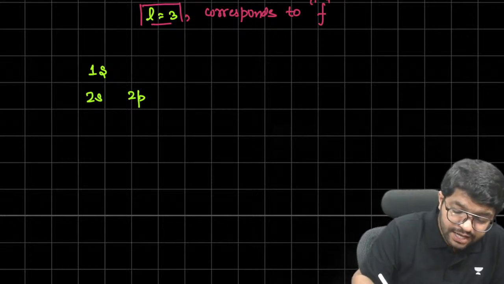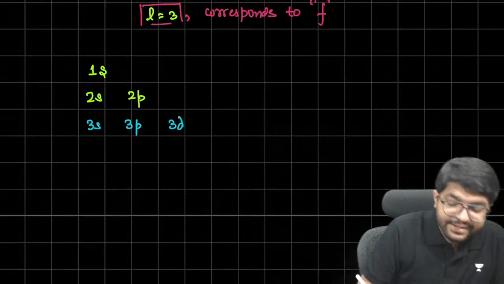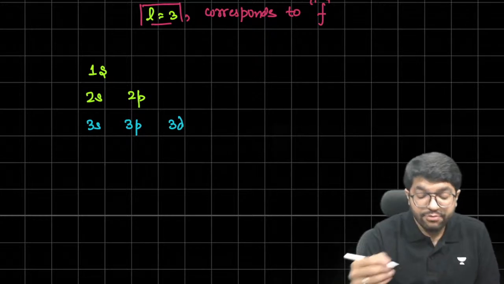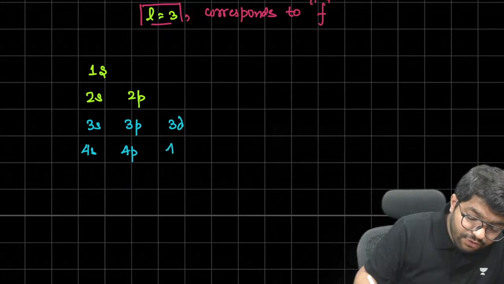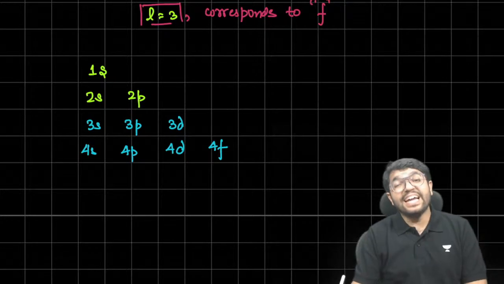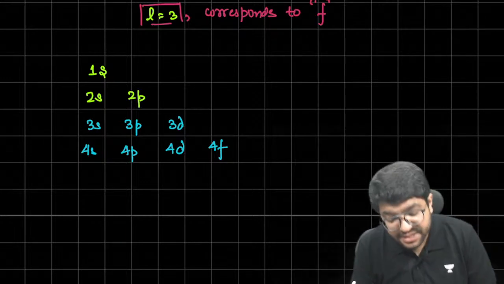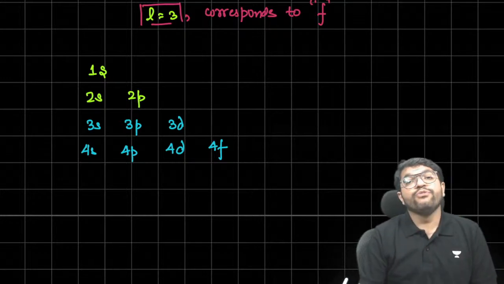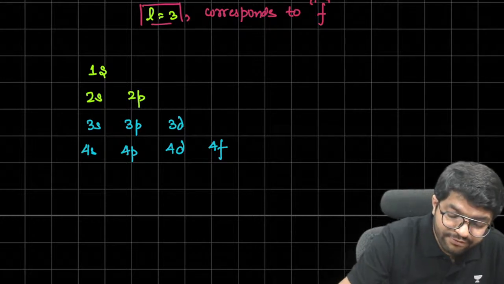Similarly, for 3, it's going to be 3S, 3P, and 3D. Similarly, for 4, it's going to be 4S, 4P, 4D, and 4F. That is how we do it. For 1, it is 1S. For 2, it is 2S and 2P. For 3, it's 3S, 3P, 3D. For 4, it's 4S, 4P, 4D and also F. So 4F is this one.